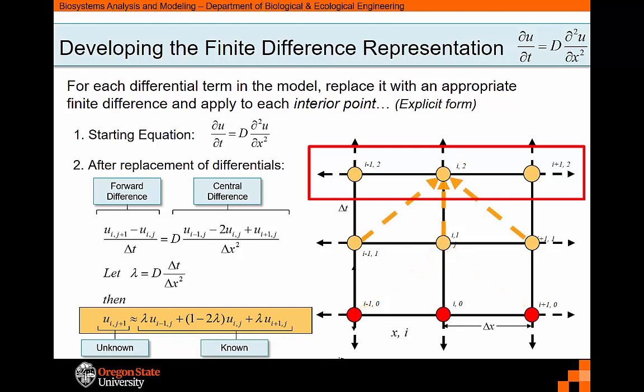We repeat this process for each row, or time value, in our grid, successfully moving up the grid until we've solved all of our interior nodes. At that point, the simulation is complete. This is fundamentally an iterative process.